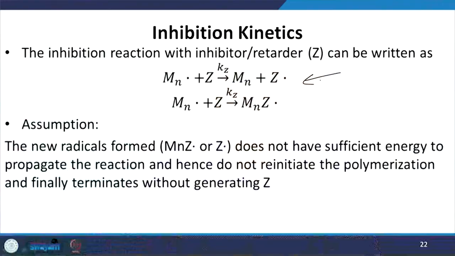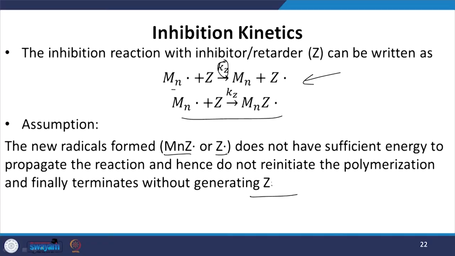Now, the inhibition reaction with the inhibitors or retarders can be written like this: Mn• plus Z gives Mn plus Z•, with the inhibition rate constant kz. The new radicals formed, Mn Z radical or Z radical, do not have sufficient energy to propagate the reaction. Hence, they do not reinitiate the polymerization and finally terminate without generating substantial Z in due course of time.